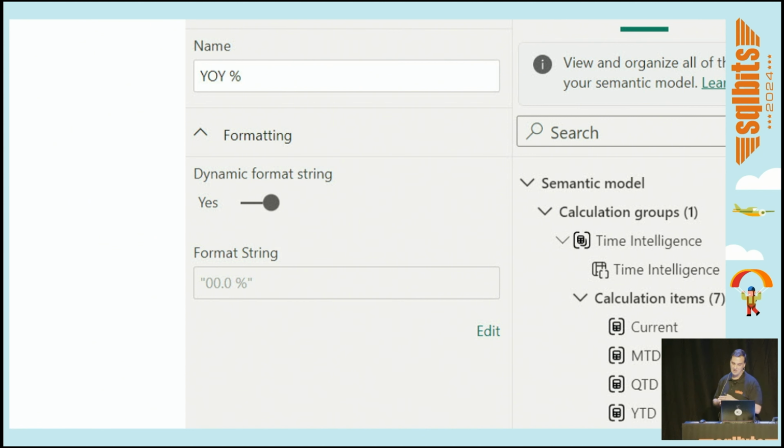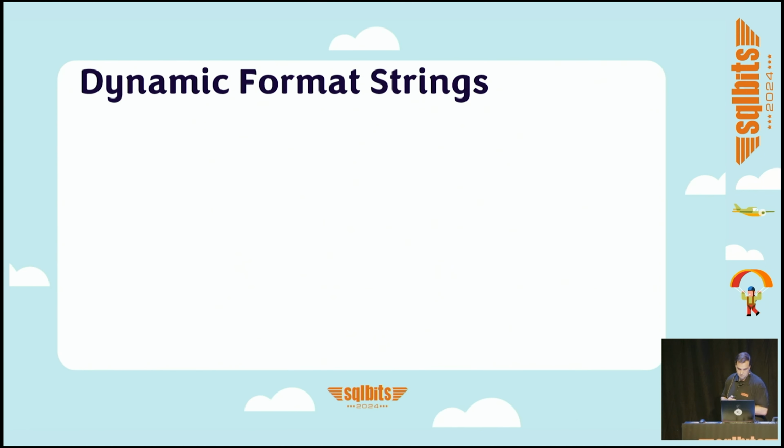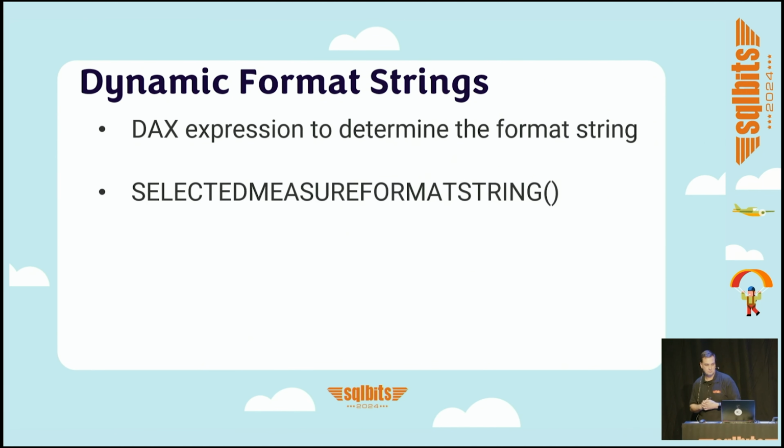And if you notice, it does have a little slider for "yes, I do want a dynamic format string." All that is a DAX expression. What we did there was very simple: I just want percentage. This is kind of where you take calculation groups and get a little more advanced: you can do dynamic format strings where you're actually using things like selected measure format string to do dynamic strings.